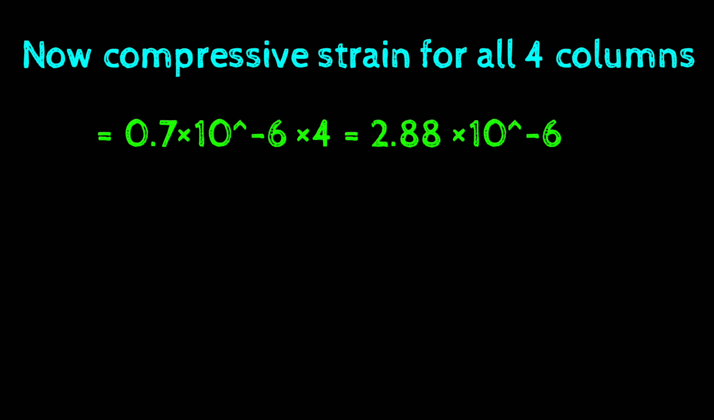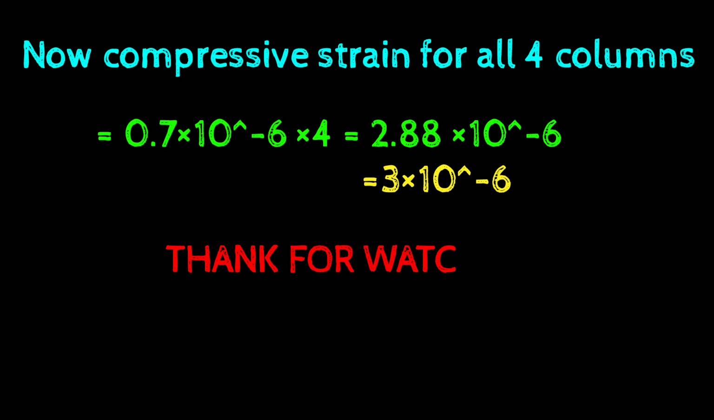Now compressive strain for all 4 columns we get 0.7 into 10 to the power minus 6 into 4, and the answer is 2.88 into 10 to the power minus 6, or after rounding we can also write it as 3 into 10 to the power minus 6.